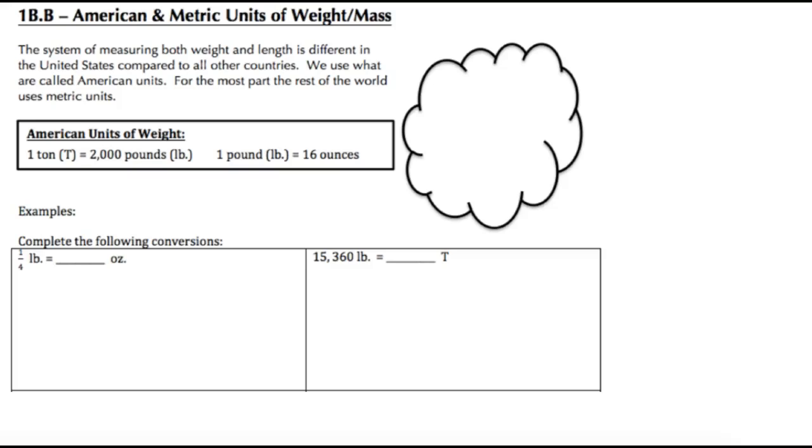Today we're in the second section of our second part of Unit 1. We're going to be talking about unit conversions. Last section we talked about length conversions. Today we're going to be talking about weight and mass.